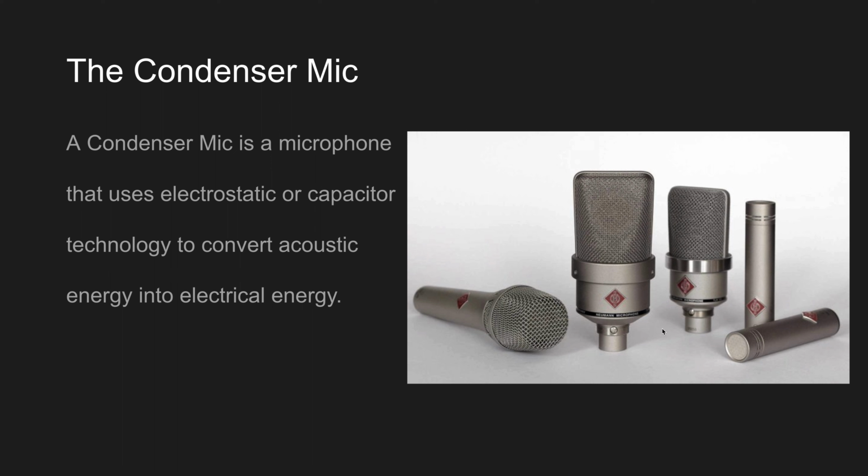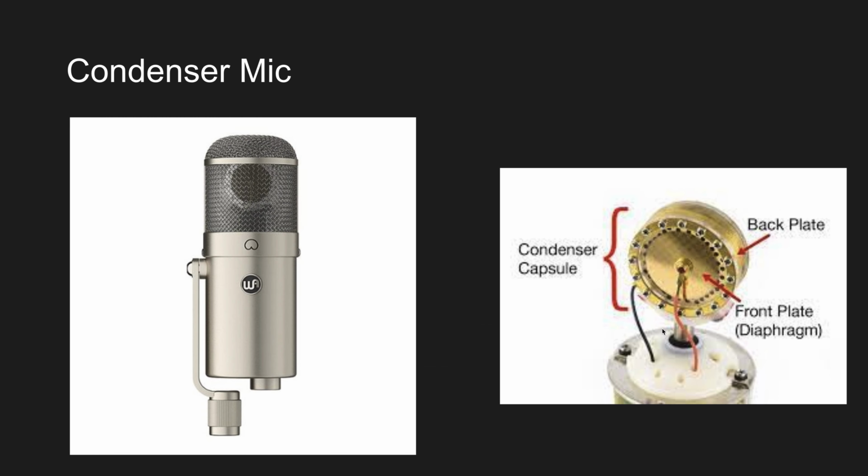So let's talk about the element. You can see it through the windscreen here, but this is a condenser capsule. You have your diaphragm in this front plate, and then you have your back plate, and then this will go down to your transformers and everything else that are in the body of the microphone.